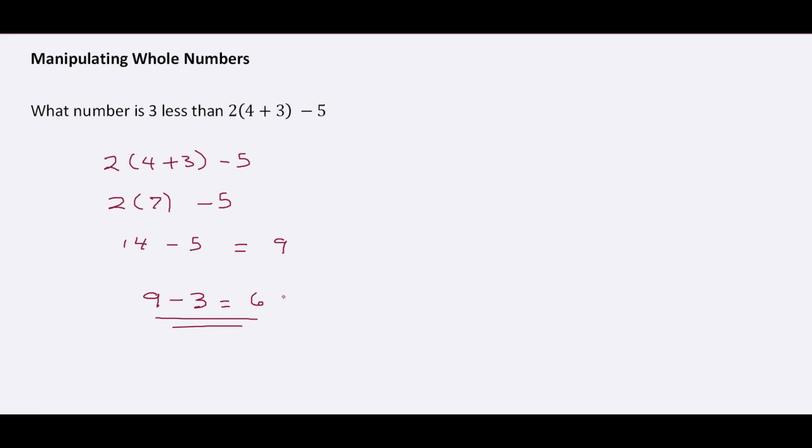What number is 3 less than? So 2, 4 plus 3 minus 5. So this is going to give us 2, and then we have 7, not 8, that should be 7, minus 5. This is 14 minus 5, which is going to give us 9. So what number is 3 less than 9? So the number that is 3 less than 9 is 9 minus 3, which is 6.